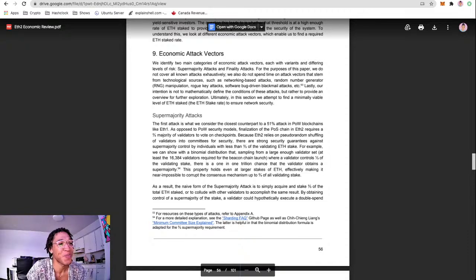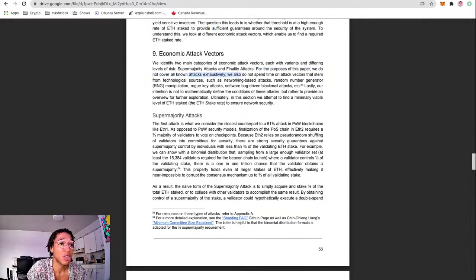But anyways, Chapter 9, Economic Attack Vectors. We identify two main categories of economic attack vectors, each with variance and differing levels of risk. You have supermajority attacks and finality attacks. For the purpose of this paper, we do not cover all known attacks exhaustively. We also do not spend time on attack vectors that stem from technological sources such as networking-based attacks, random number generator (RNG) manipulation, rogue key attacks, software bug-driven blackmail attacks, etc.